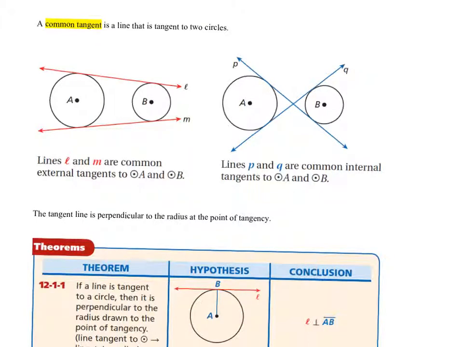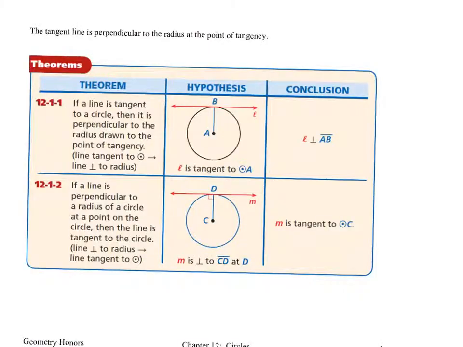Okay, and this vocabulary here, a common tangent is a line that is tangent to two circles. So if you notice, line L is tangent to both circles, and line M is tangent to both circles. And lines L and M are common external tangents. They're happening externally. And then lines P and Q are common internal tangents to circles A and B.